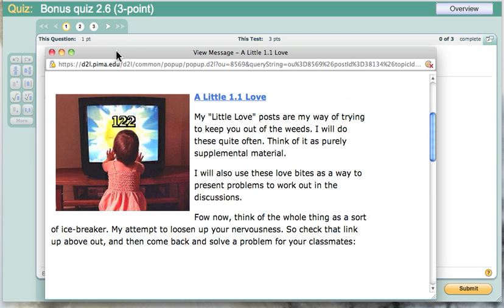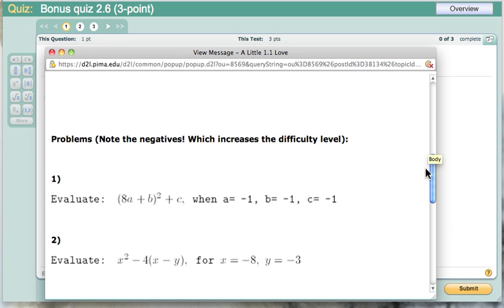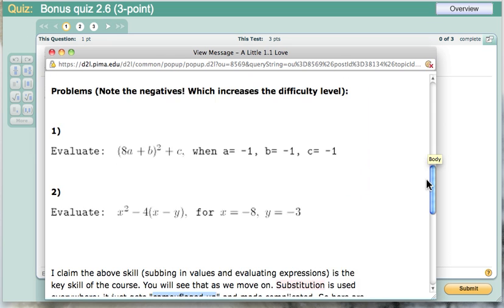And what I thought I'd do to tame this section and to show you that it's well within your grasp is I wanted to dial back to my first post to the discussion board, a little 1.1 love, in which I gave you some problems to work at the very start of the semester. And they were evaluate problems. And you guys knocked those out solidly.